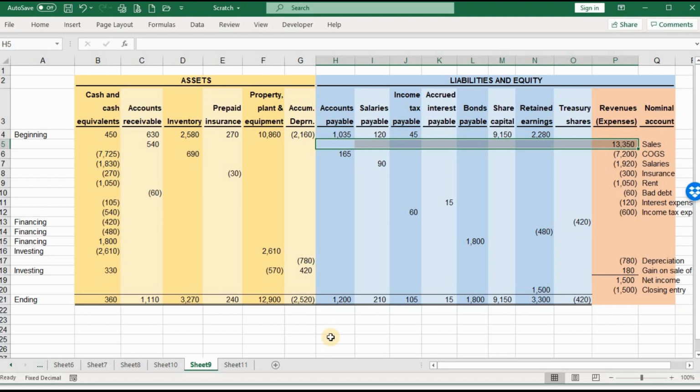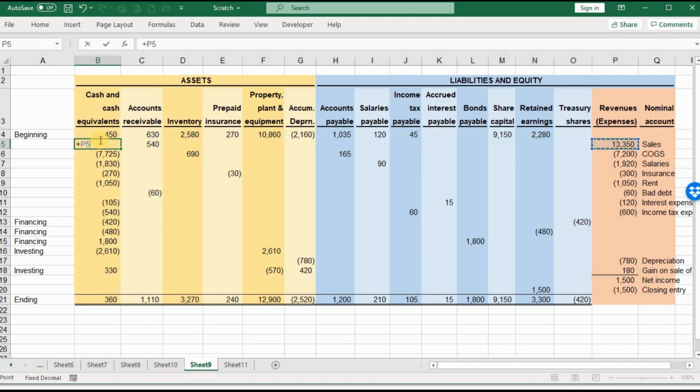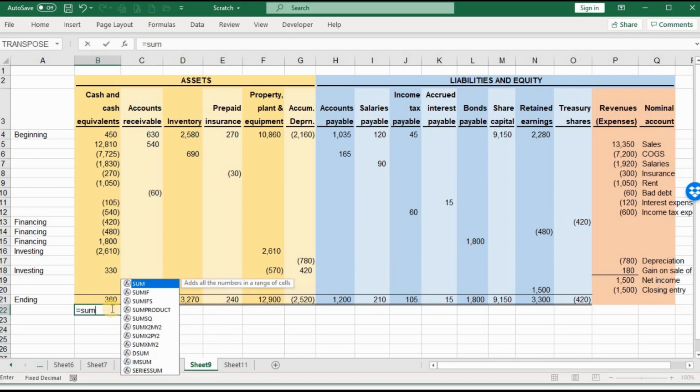So the right side has a total of 13,350, while on the left side, there should also be a total of 13,350. However, we already recorded 540 under the accounts receivable column, which means that under the cash and cash equivalent column, there must be a positive or increase in cash and cash equivalent of 12,810. So let's check whether all accounts will equal to their ending balances. So this is only for checking.